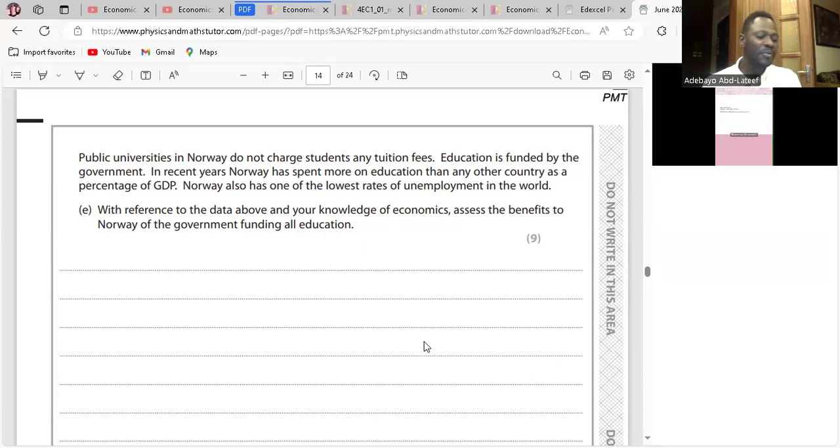However, government funding all education may bring about opportunity costs, as other strategic areas might not be taken care of by government due to scarcity. Also, education is the benefit for the future. It's not now. The reward for education takes another period of time. We'll move on.